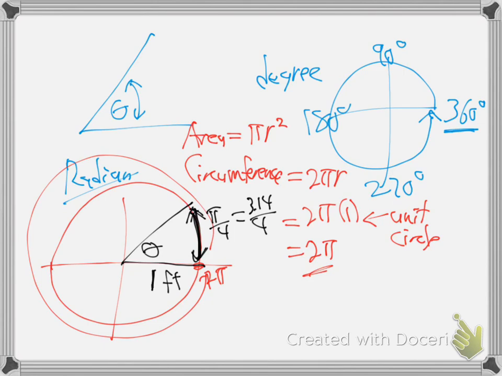So if this was 1 foot, if you're on a 1 foot radius circle, then this would be 3.14 over 4 feet long that arc would be. That's how long this curved arc would be. So that's what radians are. They're how far the arc is on a unit circle. But we don't put units, we don't put feet or inches or miles. We just say one whatever, no units.